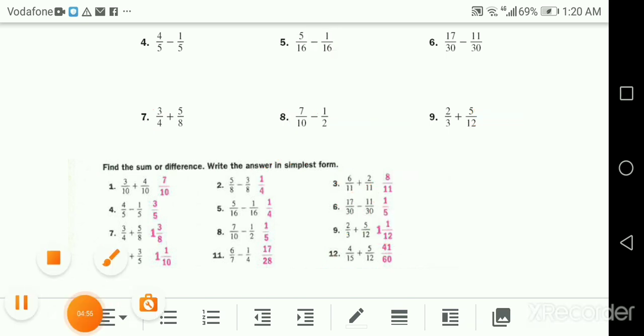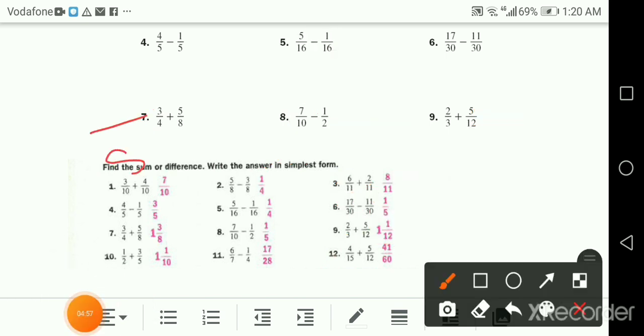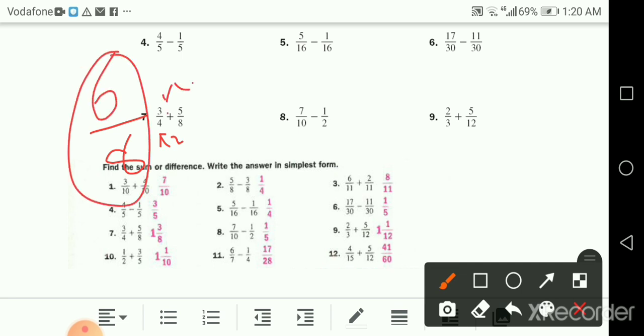After that, I have here 8. And what times 4 gives me 8? 2. What I do down, I do up. 3 times 2 gives me 6. So it will be 6 over 8, plus 5 over 8. 6 plus 5 is 11. 11 over 8.